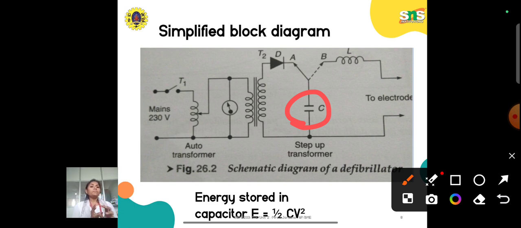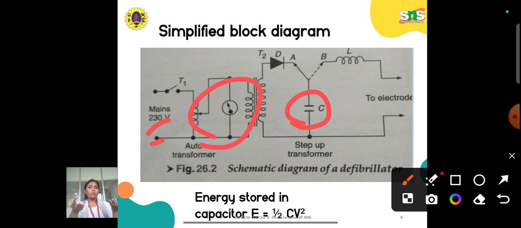Then you need a transformer. You know why the transformer is needed. Anyway, it's a DC defibrillator, so we have to convert the AC supply into DC. AC we get from the mains, that is 230 volts here. This 230 volts we have to convert into DC. For that you need a set of components while designing the defibrillator. So you are taking the mains supply by means of a transformer.